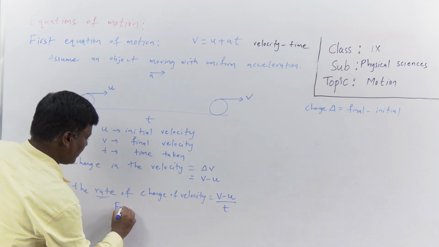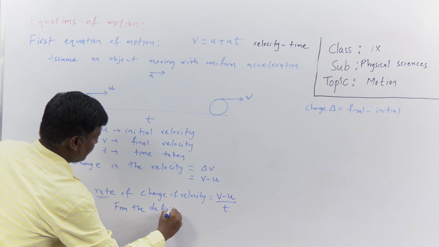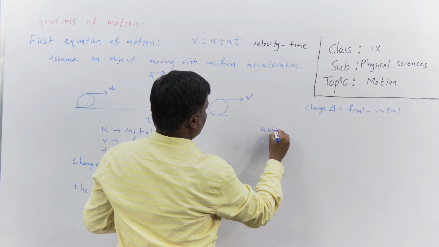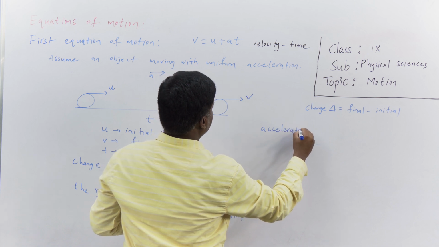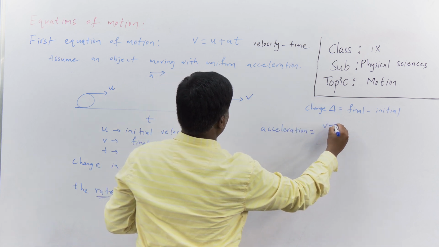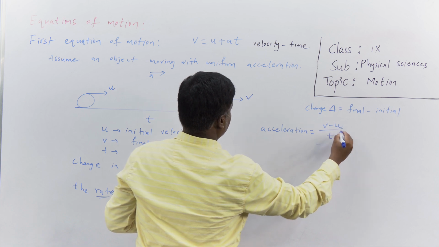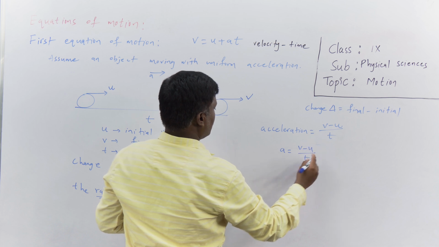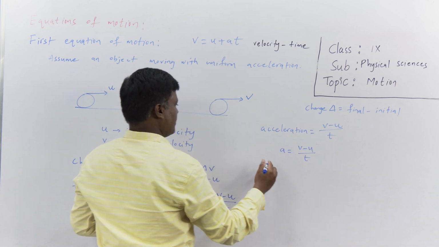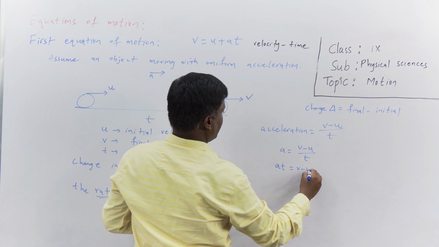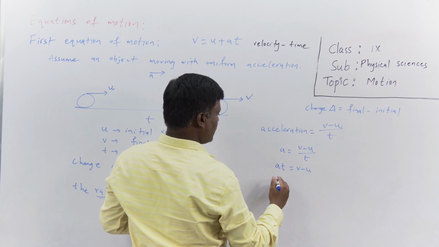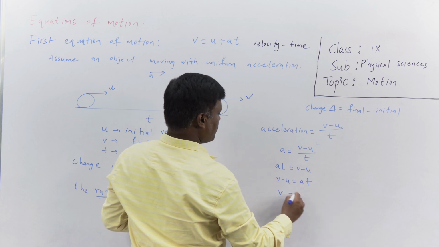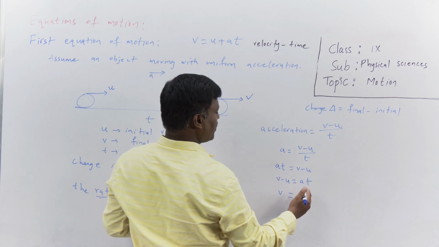So from the definition of acceleration, the rate of change of velocity is called acceleration. That is equal to v minus u by t. Acceleration is denoted by a. This is v minus u by t. When you bring the t from RHS to LHS, it becomes at equals v minus u. Whenever you write the equation this way, LHS is equal to RHS. When you transpose this minus u from LHS to RHS, it becomes plus u.